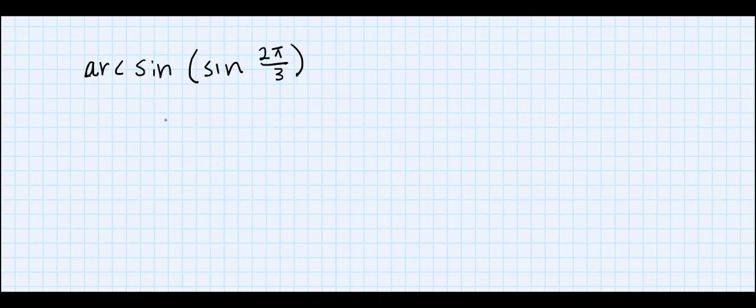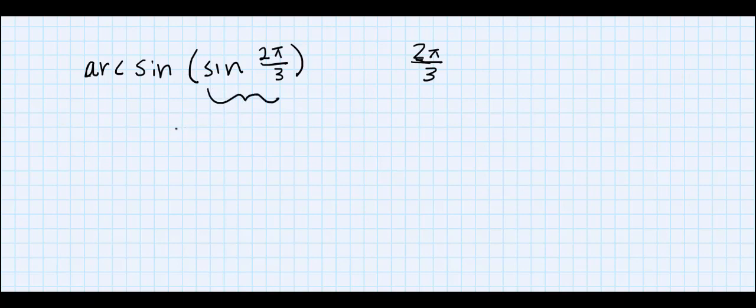Let's take a look at another example. By now, if you base your conclusion on the last two examples, you might want to cancel out the arcsine and sine. Therefore, you might think that the answer is 2 pi over 3. But it's not. It's not 2 pi over 3. And here's why. Let's first evaluate sine of 2 pi over 3.